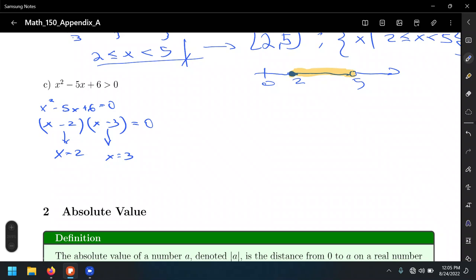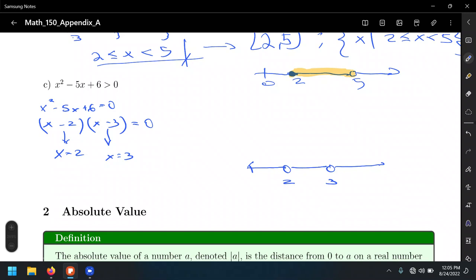So let me plot those numbers. So 2 and 3 on the number line. However, those numbers are going to have an open bubble, not a solid bubble, because of the inequality symbol. In this case we have a greater than, not greater than or equal. If we had greater than or equal, then they would be solid bubbles, but in this case it's open bubbles, right? And this is the number line that we use to plot those numbers.